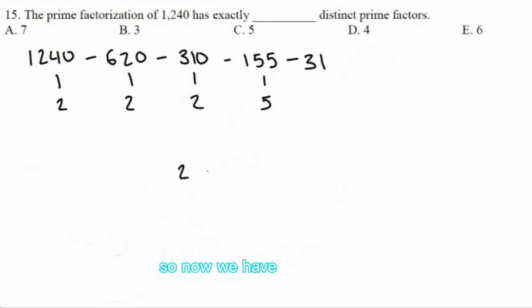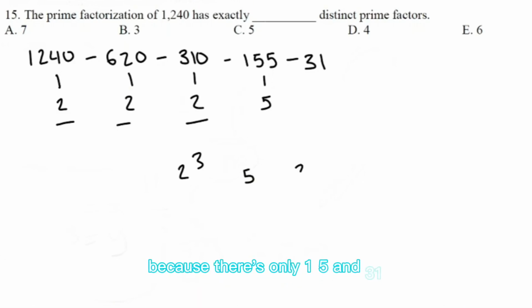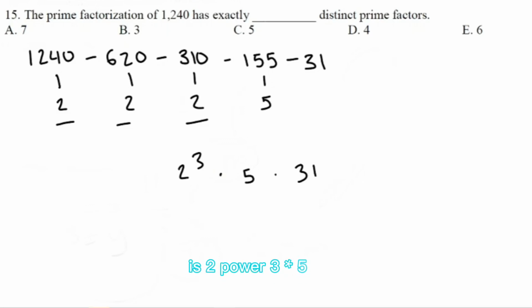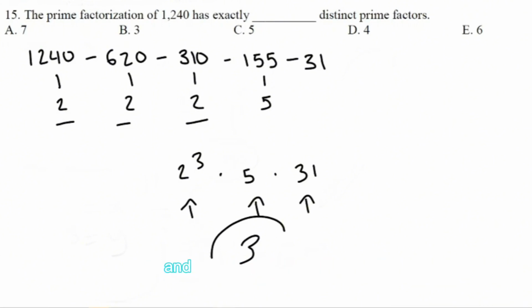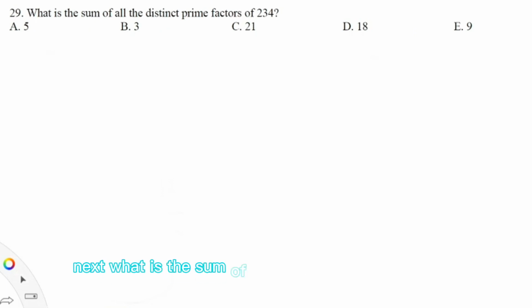So now we have 2 power 3 because there's 3 2's, 5 power 1 because there's only one 5, and 31. So our prime factorization is 2 power 3 times 5 times 31. So there are 3 distinct prime factors, and that's your answer. Next, what is the sum of all the distinct prime factors of 234?